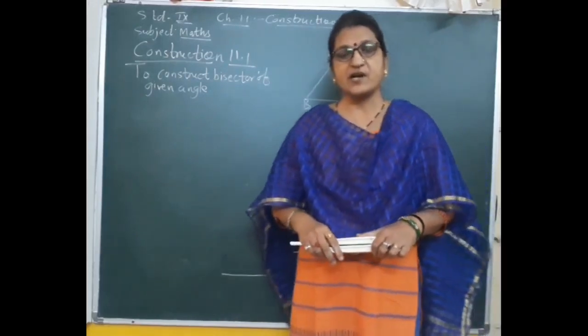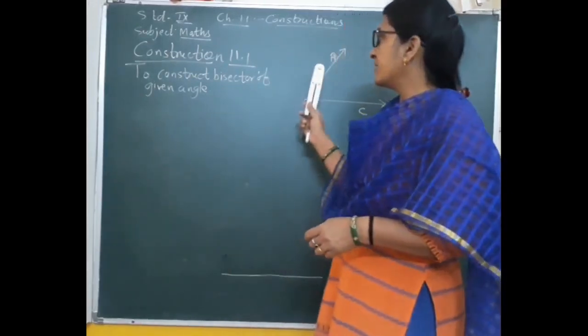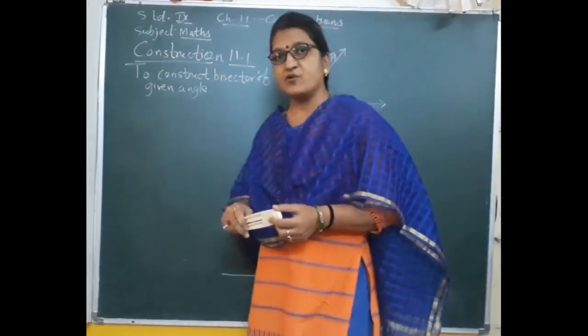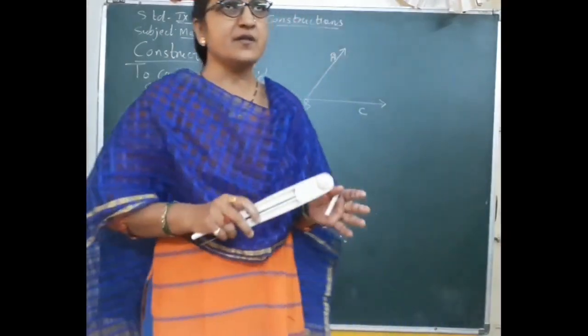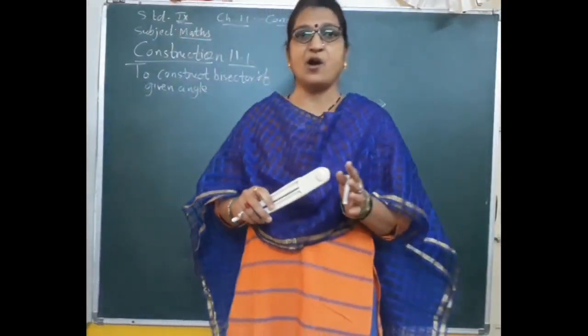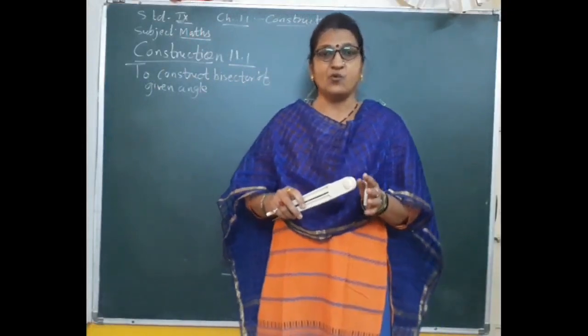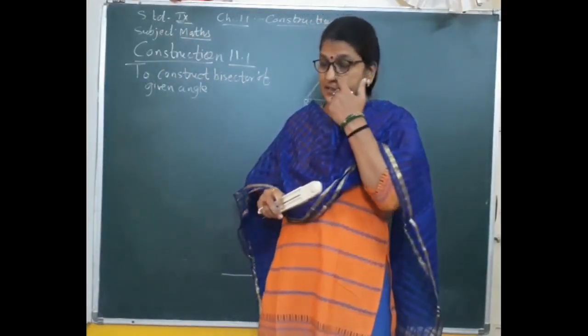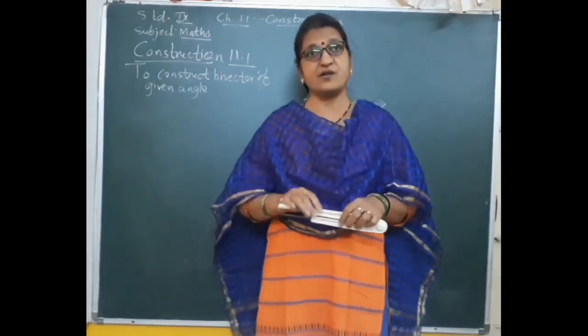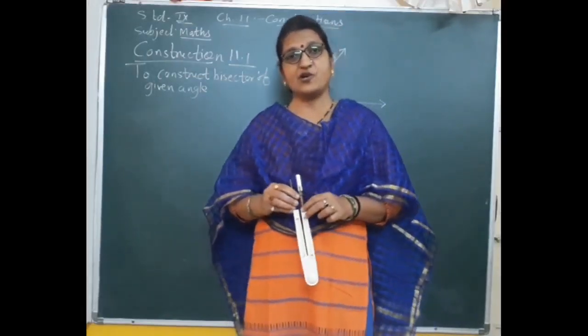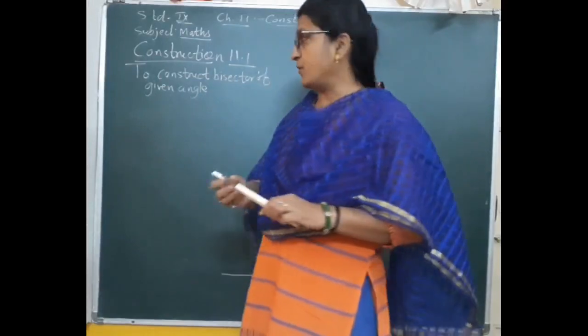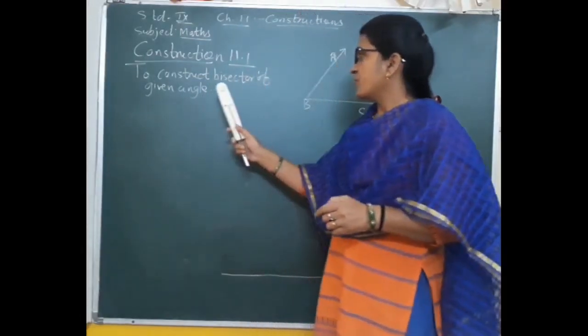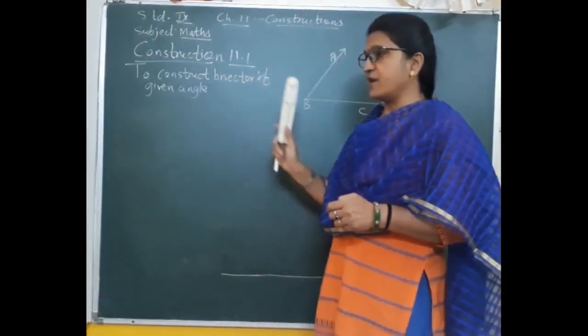Today we are going to start with chapter 11, that is construction. In your previous standard you already know how to construct the given angles as well as how to bisect the given angle. Now here we will justify the construction. Now first construction is done with the help of an ungraduated ruler and compass. Now construction 11.1, to construct the bisector of a given angle.